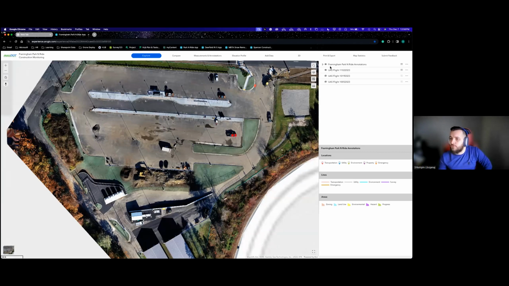On the right side, on the top part, you see we have a layer for annotations. This gives users the capability to do annotations on the map. This could be the project manager, or different members of the team that oversees the construction monitoring project.